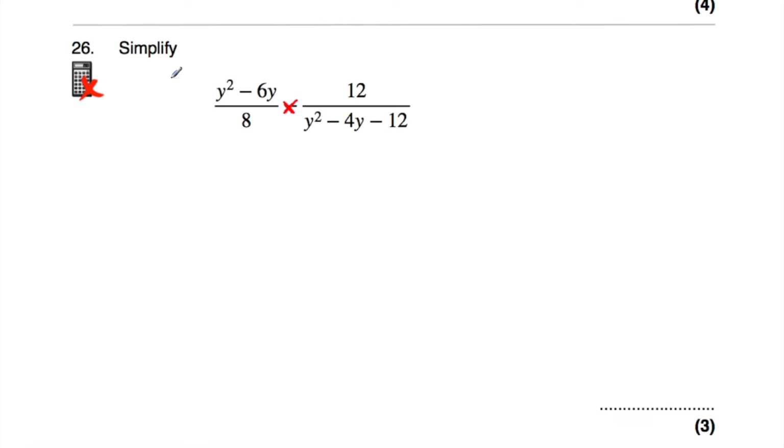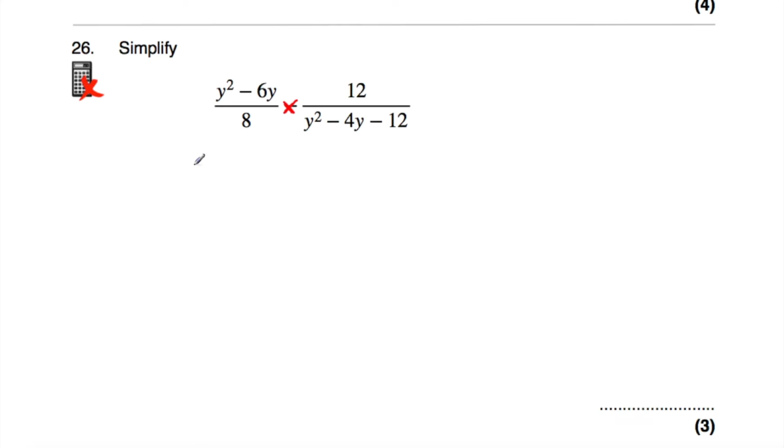So question number 26, we've been asked to simplify y squared minus 6y over 8 multiplied by 12 over y squared minus 4y minus 12. Okay, so whenever we're multiplying these fractions, we're going to multiply the numerator and the denominator together. Now we could multiply them together first of all, and then cancel down. I'm actually going to cancel down to begin with, and then I'm going to multiply. So actually what I've noticed is here, this numerator can be factorized and this denominator can be factorized. So let's factorize those to begin with.